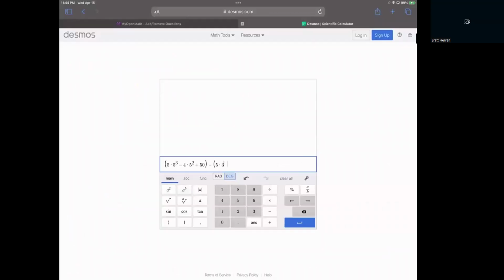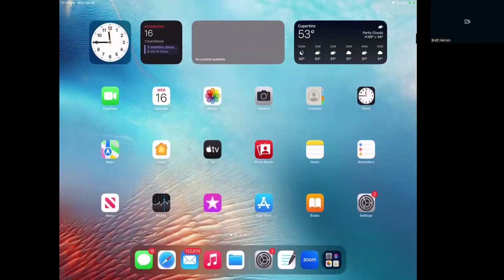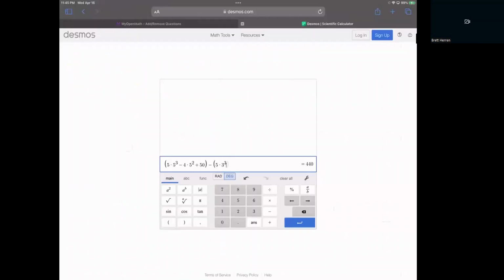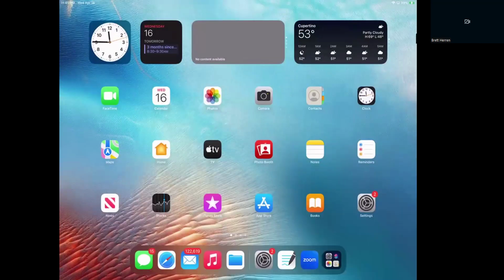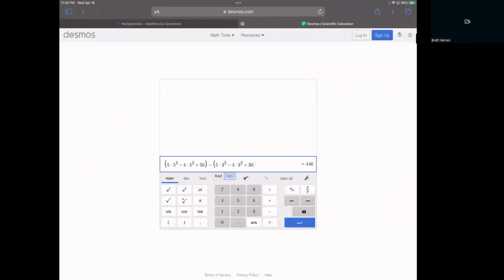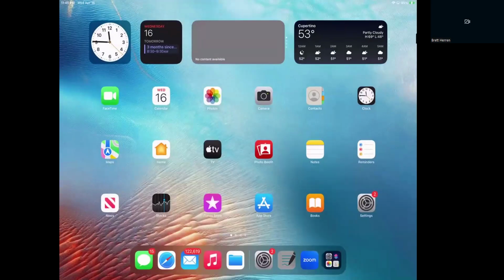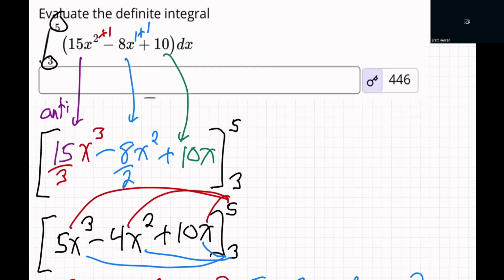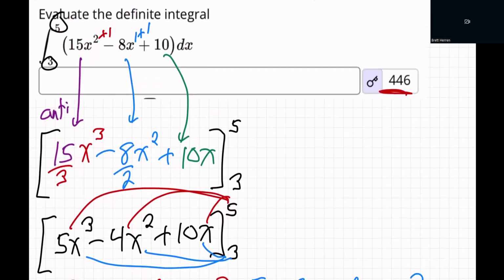5 times 3 cubed minus 4 times 3 squared. Plus 30. There we go. 446. So that's just our answer on Desmos. 446. Was that the answer at the top? There it is. And so there we go.